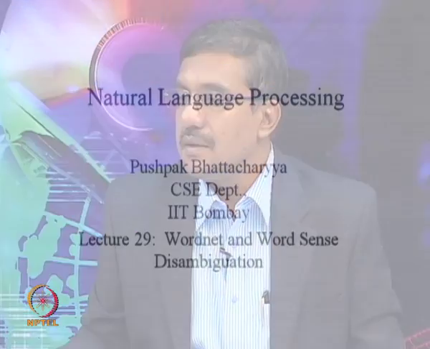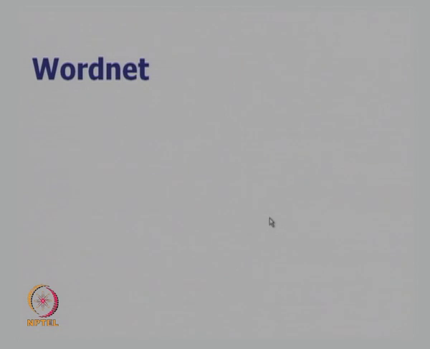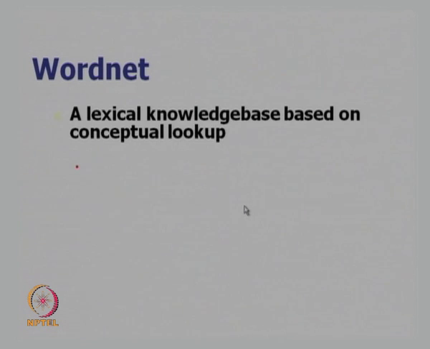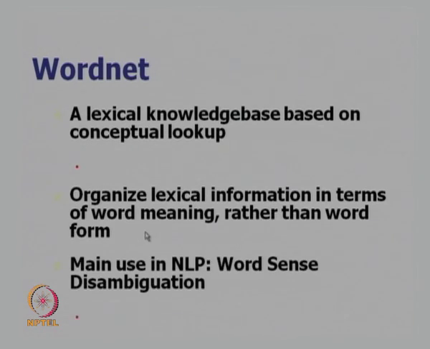So, we will discuss WordNet, a very important lexical resource for the purpose of word sense disambiguation, and the techniques for word sense disambiguation. So, first of all, what is a WordNet? WordNet is a lexical knowledge base based on conceptual lookup. It organizes lexical information in terms of word meanings rather than word forms, and the main use in natural language processing for WordNet is word sense disambiguation.